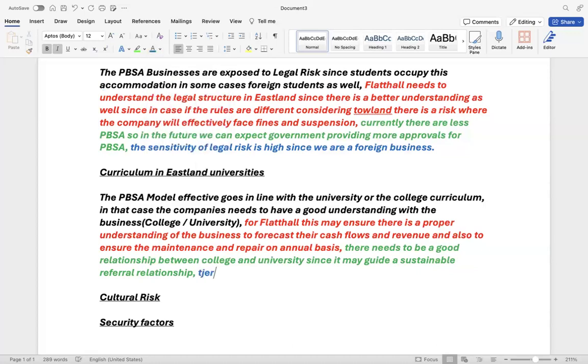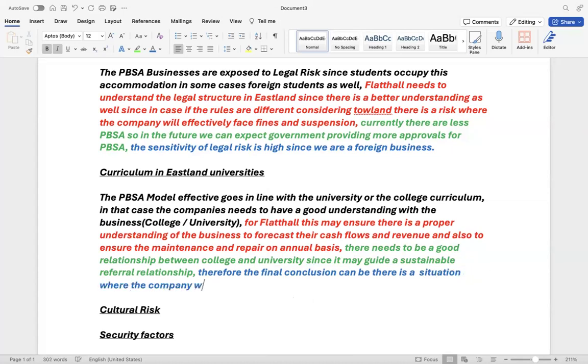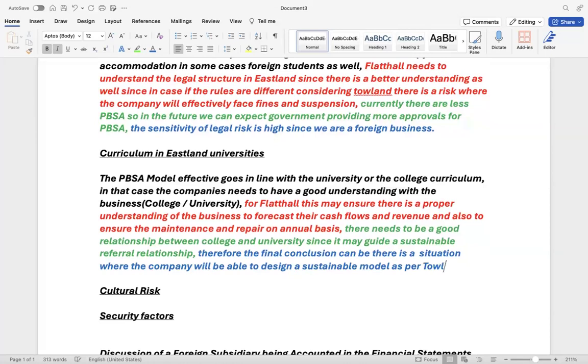And students, what is the final lesson here? So I can effectively say, therefore, the final conclusion can be there is a situation where the company will be able to design a sustainable model as per Tolan. This looks a little bit longer, but it's a good application.